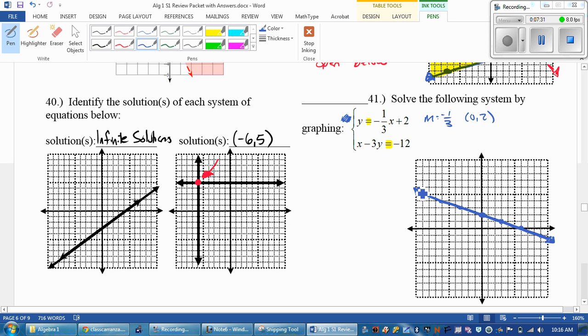Okay, and now the next one. Now, I'm just going to rewrite it real quick.